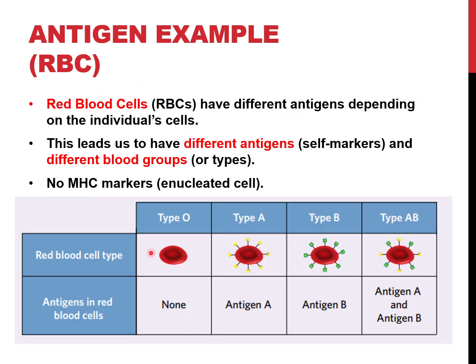Cool. So here are some examples of antigens that are found on red blood cells. They're all different depending on the person.